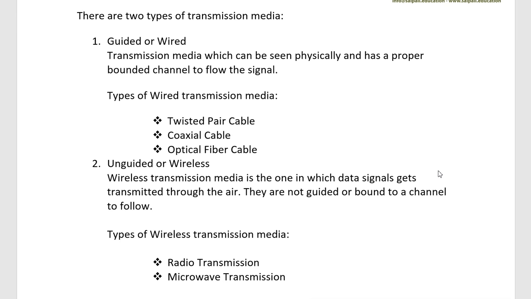Now unguided or wireless, where we don't have any wires. Wireless transmission media is one in which data signals are transmitted through the air and are not guided or bound to a channel to follow, because there are no wires and no direction. So it is called unguided. In this transmission media, we have radio waves or microwaves. The signals go through radio waves or microwaves because there are no wires.